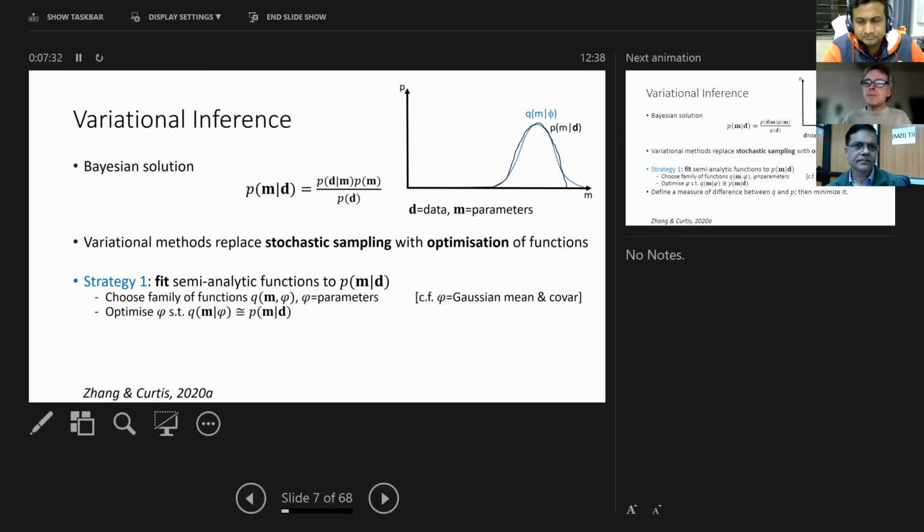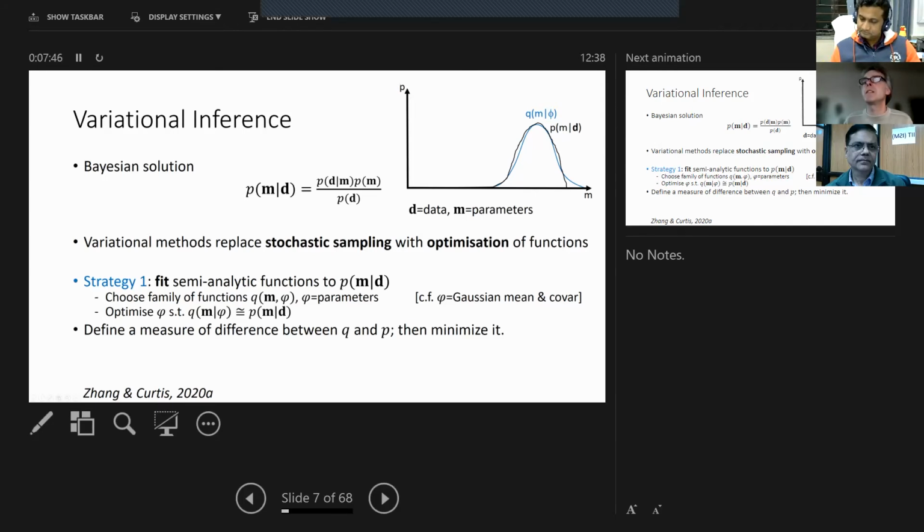So, that's the first strategy, and in order to make that effective, what we need is to define a measure of the difference between Q and P, these two distributions up here, and then we need to minimize it. If we have a measure of that difference and we minimize it, that is an optimization problem. And that is exactly how this variational method works.